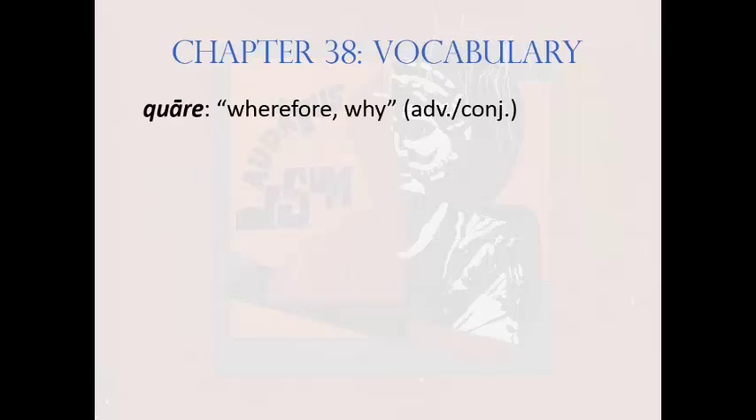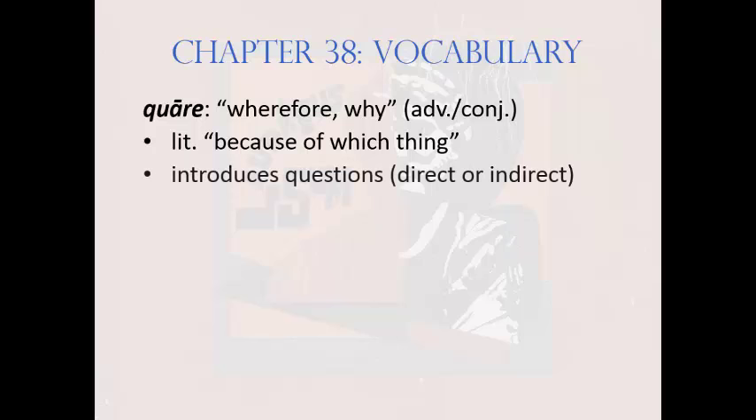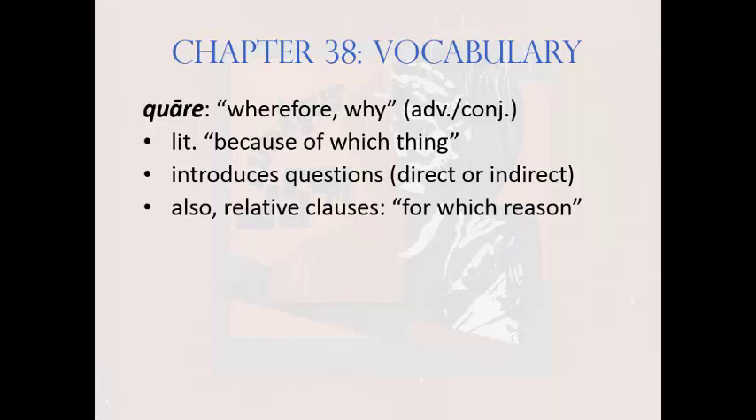Next up is qua re, meaning wherefore or why. It can function as an adverb or a conjunction. Literally it means because of which, qua, thing, re. It was originally an ablative of cause. Sit back down, we'll get to that eventually. Qua re often introduces questions, both direct and indirect, and also relative clauses, in which case you should translate it as for which reason. If so, it's functionally the equivalent of because.